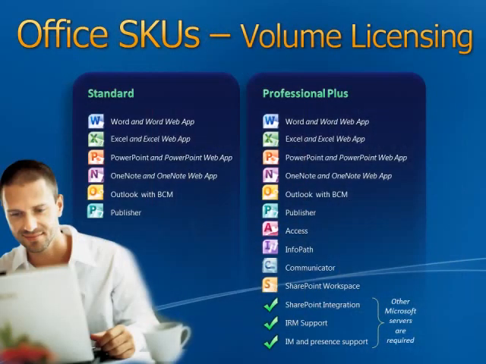Okay, so when it comes to buying Office through volume licensing, there are 2 main editions. There's the Standard edition and the Professional Plus edition. So if we look at Standard, we can see it consists of Word, Excel, PowerPoint, OneNote, Outlook with Business Contact Manager and Publisher. So quite a nice edition.